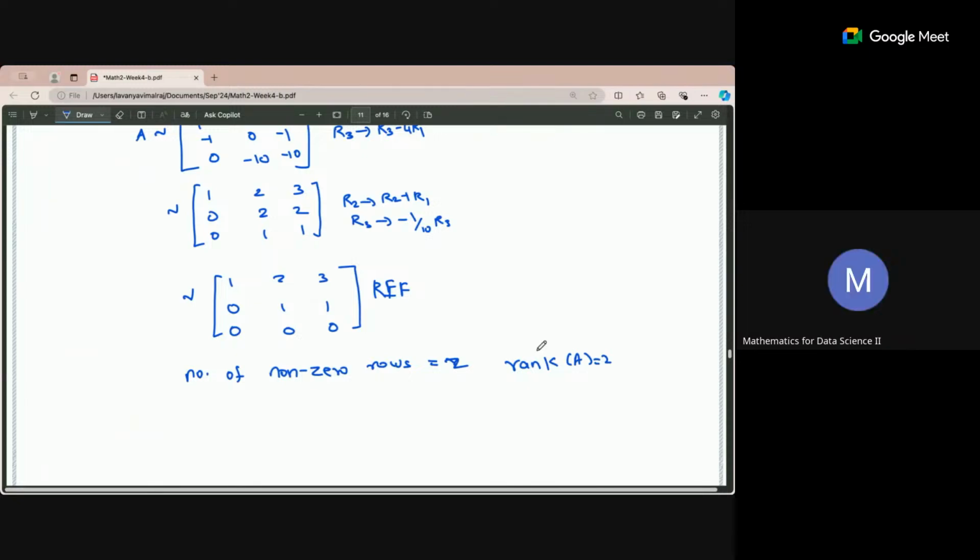The final thing you transfer, you are going to have the REF form. So in REF form, you are going to calculate the number of non-zero rows only. Okay. Yes, ma'am. Okay. Fine.